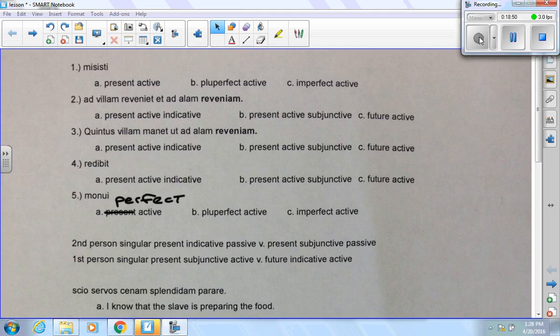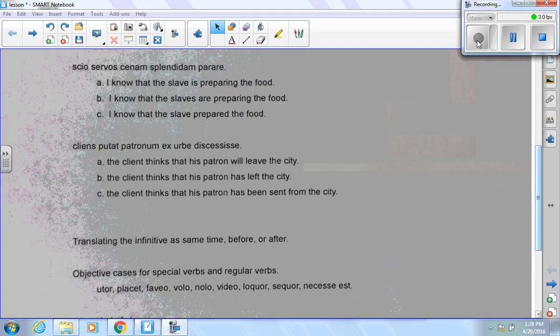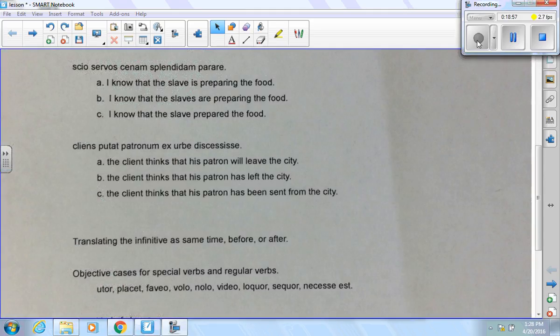Another one right here, I put this in during class, or you looked at this during class, but let's look at these two again. These two are really designed to see if you know how to translate parare and discessi. That's what the test is going to ask you to do. So if I look at scio, that's in present. I look at parare, that's in present. I know something has to happen at the same time, so I know that the slave or slaves is preparing the food. In this case, we know that it is slaves, plural B.